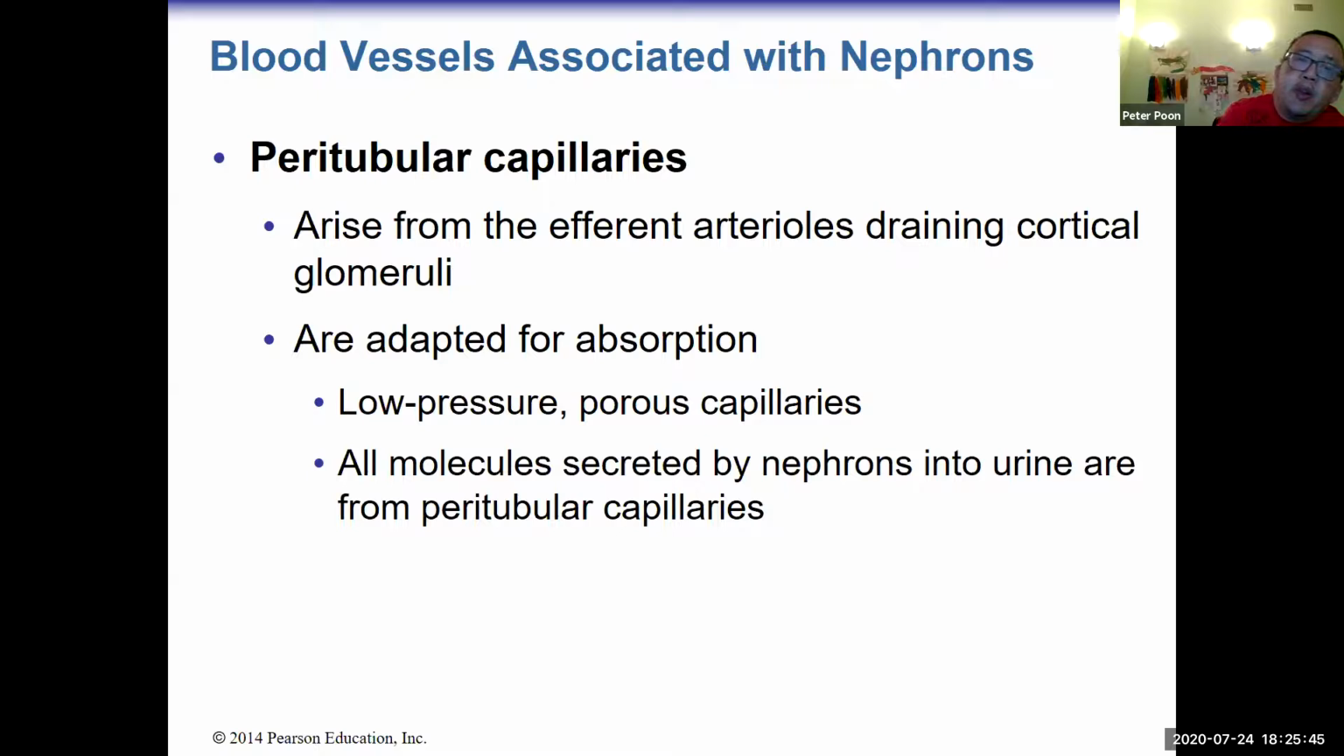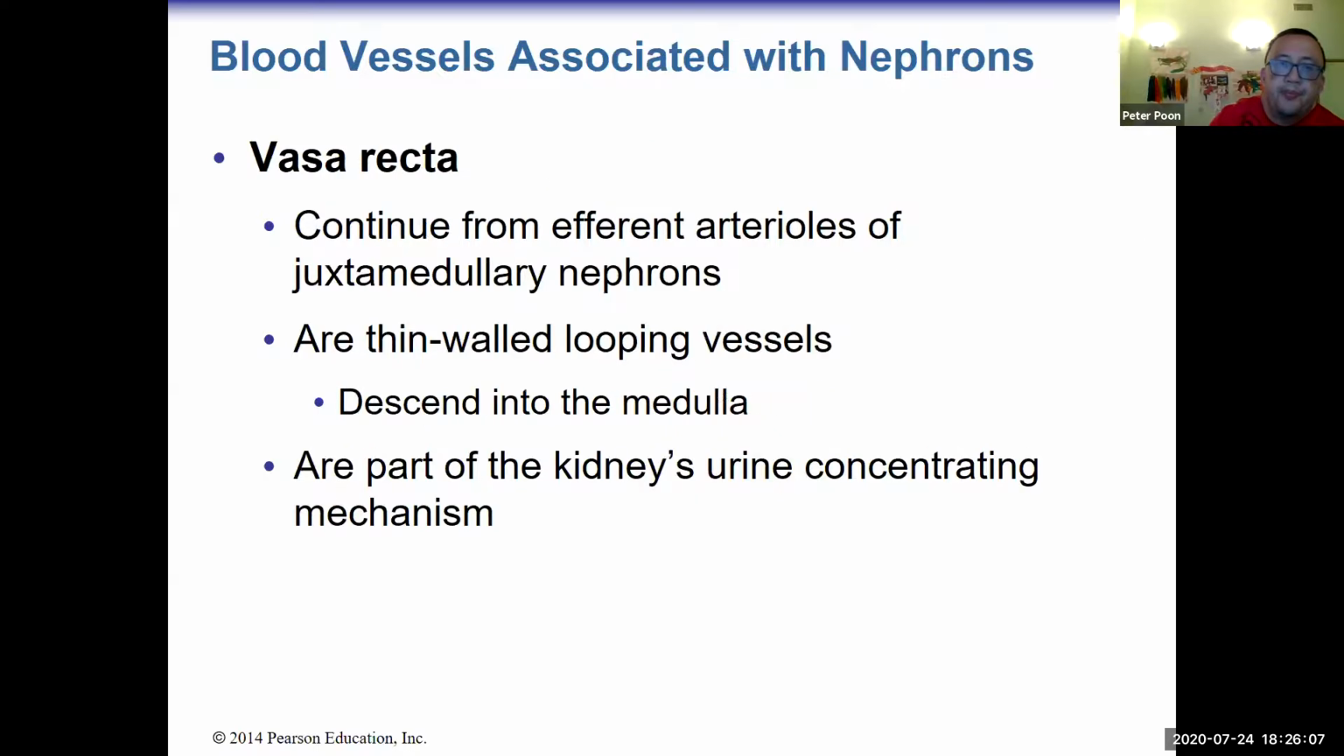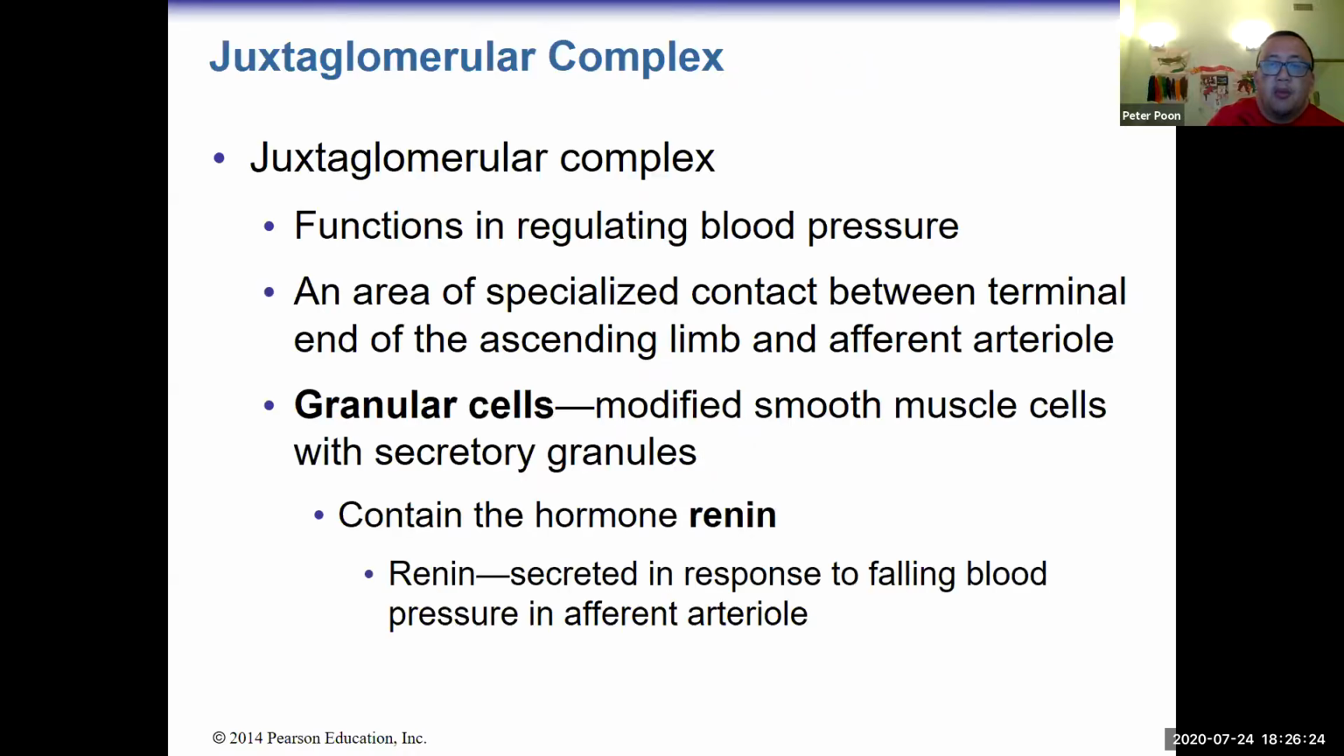The peritubular capillaries are adapted for absorption, so they reabsorb a lot of things very quickly. All molecules secreted by the nephrons into the urine come from the peritubular capillaries, for the purpose of getting rid of them. The vasa recta, you'll learn in physio, is part of the kidney's urine concentrating mechanism.